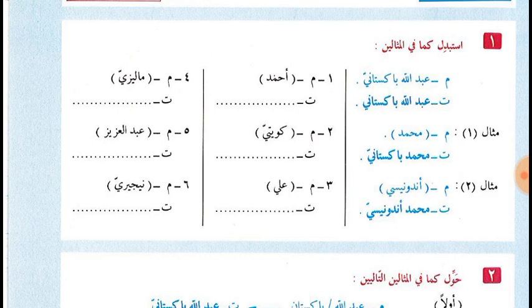Then look at the second one. The teacher gave the word Kuwaiti. What will be the sentence now? The previous sentence is Ahmad Indonesia. Forget all other sentences. Ahmad Kuwaiti. Correct.